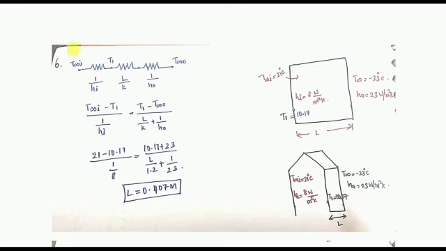We are just equating the left and right hand sides. So T infinity minus Ti over 1 by Hi is the left hand side, and this is the right hand side. If we equate both of these, ultimately we are going to get the L value. After getting the L value, you have to say it is 0.407 meter, or 40 centimeter.